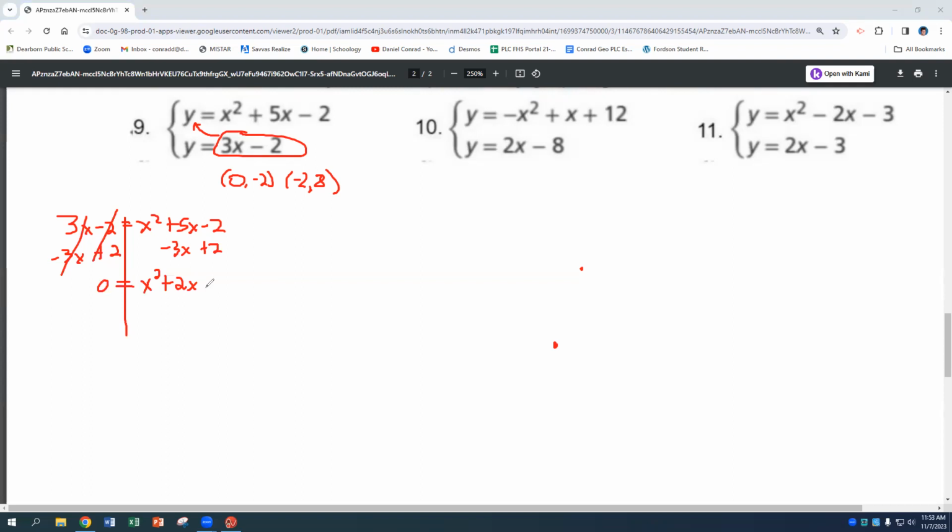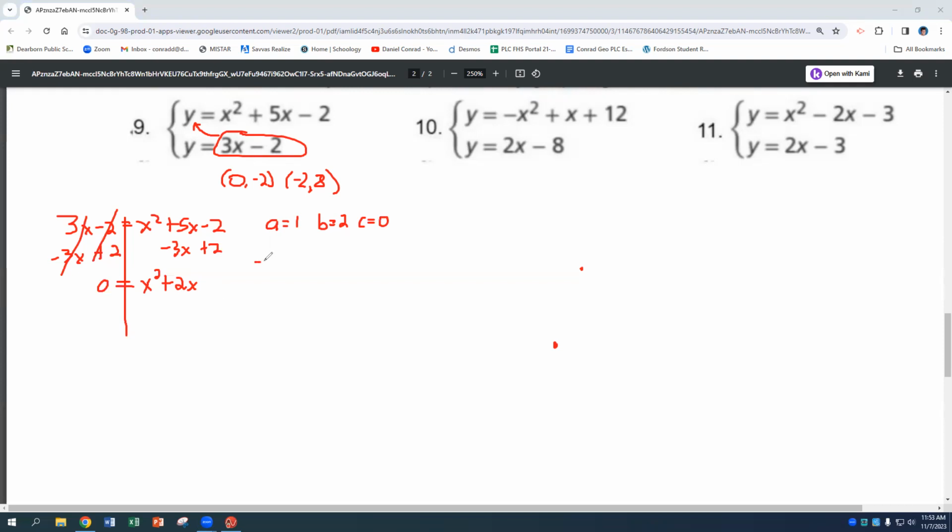From here, you can factor or you can use the quadratic formula. I'm going to do it both ways. The first way I'm going to do is use the quadratic formula. So if we look at this here, A is going to be 1, B is going to be 2, and then C is going to be 0.